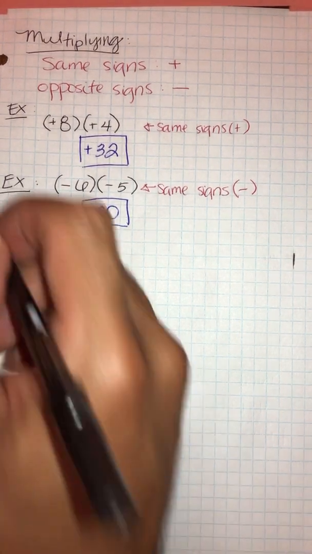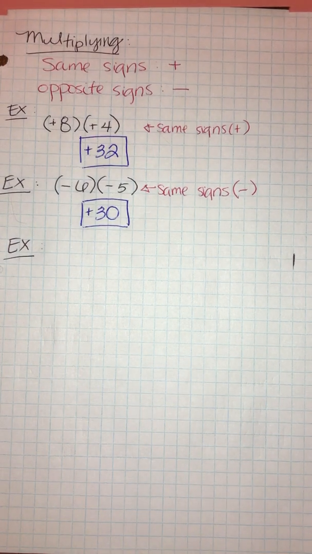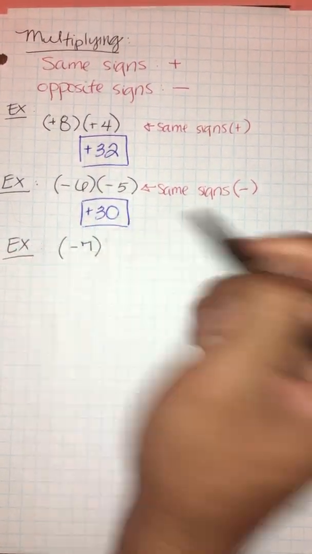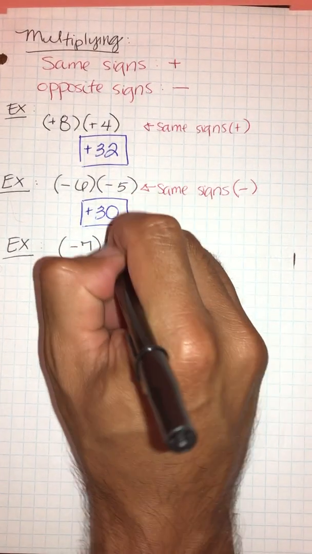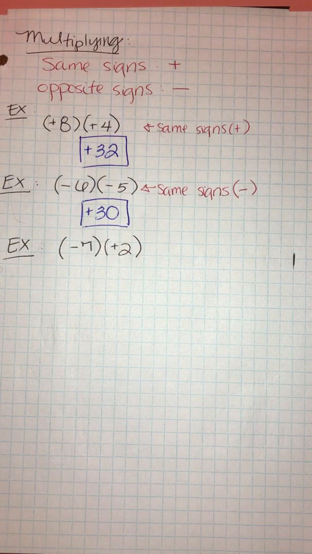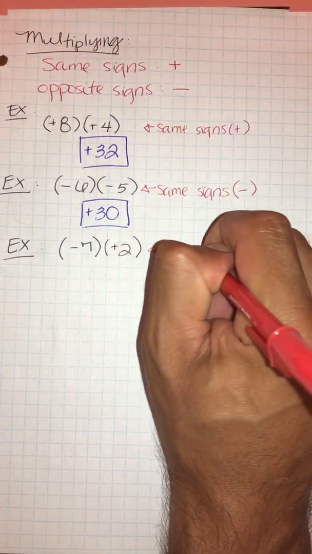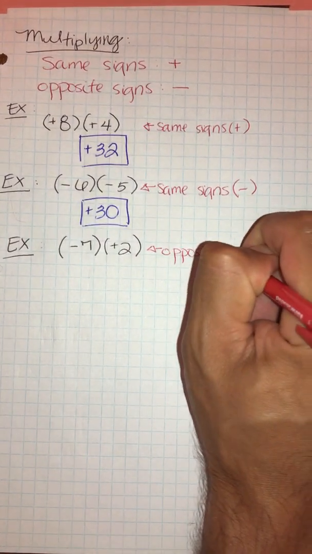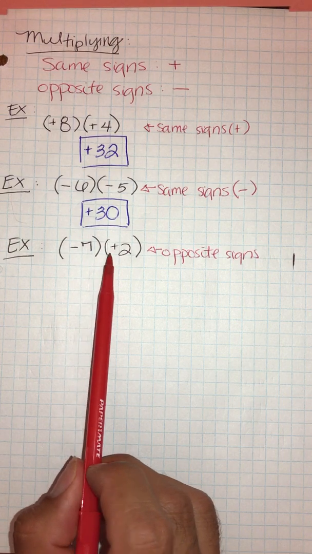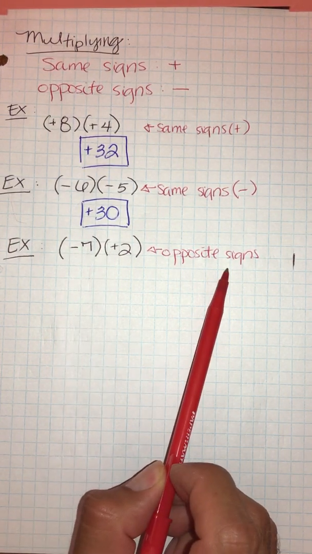And let's look at our last example, ladies and gentlemen. Let's say we have negative 7, and that we are multiplying by positive 2. Here, ladies and gentlemen, hopefully you notice we have opposite signs. One is a positive, one is a negative. Hence we have opposite signs.